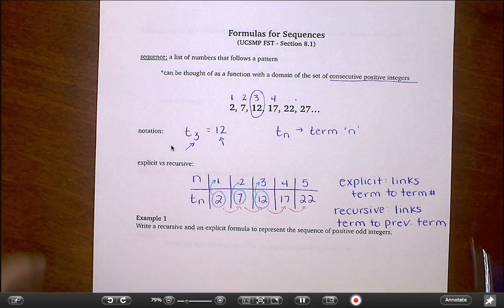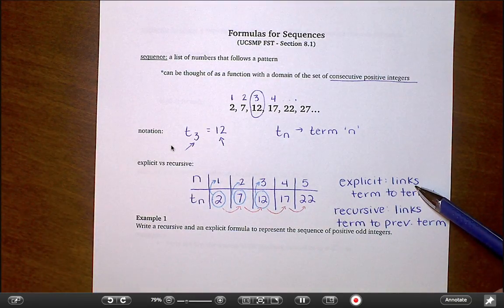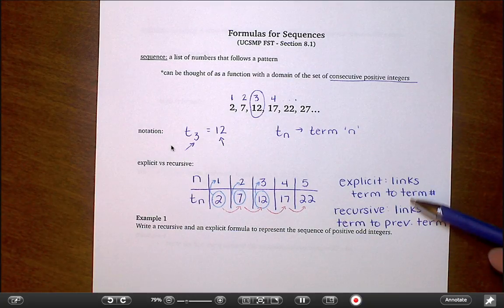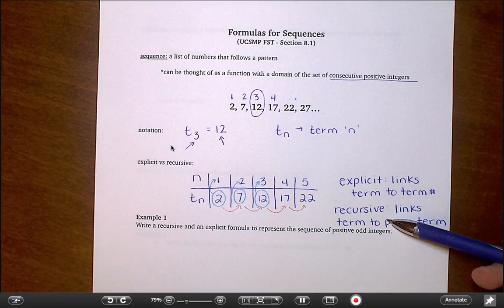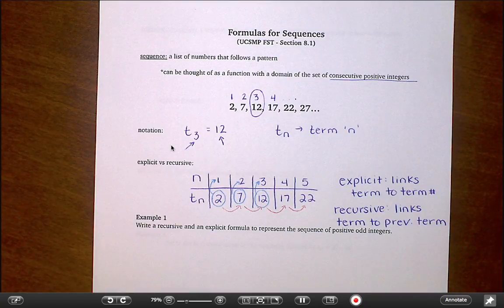And in general, explicit formulas are easier to use, easier to work with, but harder to come up with. Recursive formulas are easier to come up with, but harder to use, especially for long term, especially if you want to go out 30 terms or 50 terms or so on.